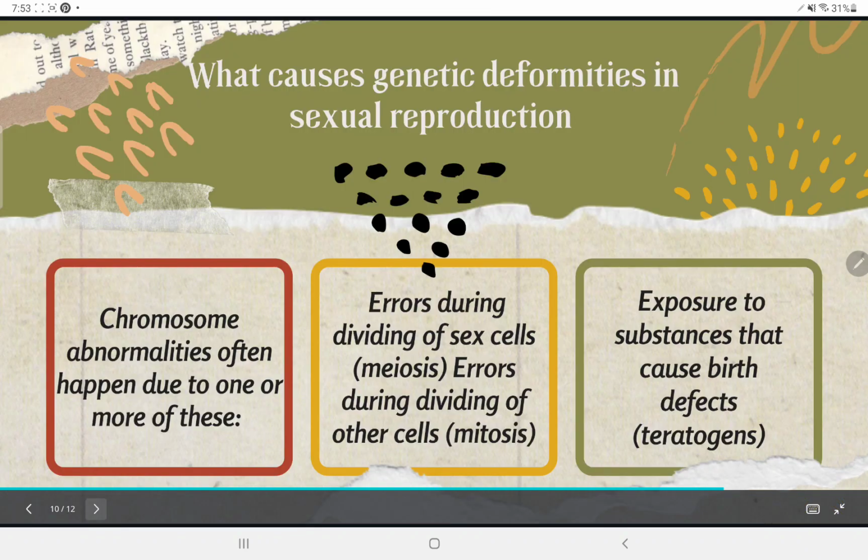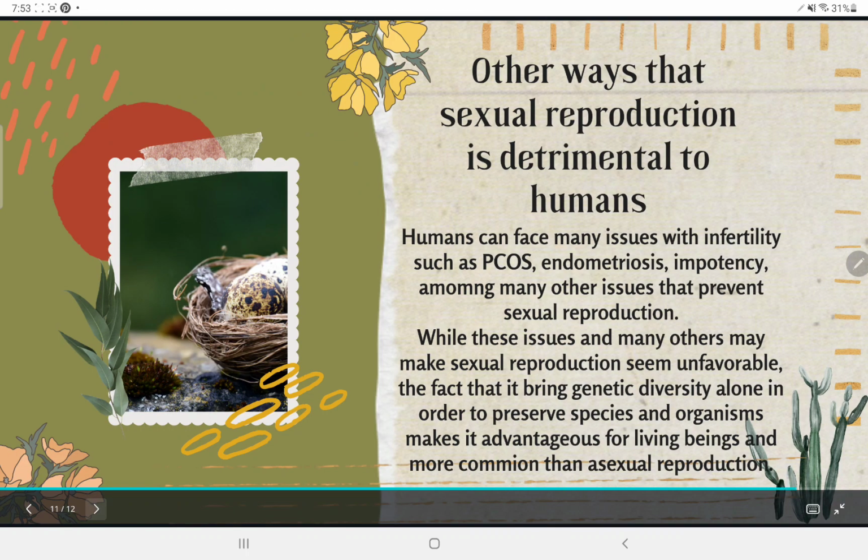What causes genetic deformities in sexual reproduction? Chromosome abnormalities often happen due to one or more of these. Errors during dividing of cells, which is meiosis. Errors during dividing of other cells, mitosis. And exposure to substances that cause birth defects, teratogens.